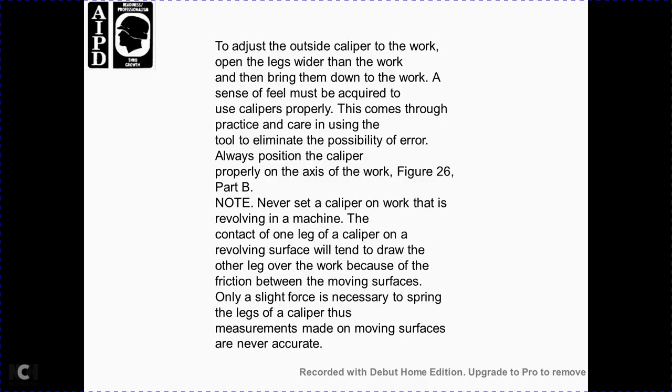Figure 26, part B. Never set a caliper on work that revolves in the machine. Contact of one leg of the caliper with the revolving surface will tend to draw the other leg over the work. The friction between the moving surfaces and the slight force necessary to spring the legs of the caliper mean that a measurement made on a moving surface is never accurate.